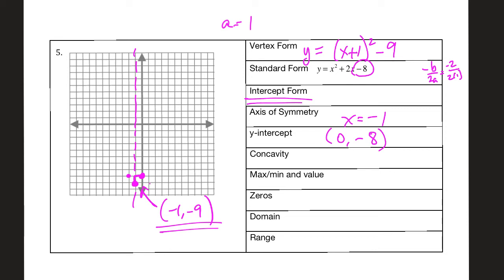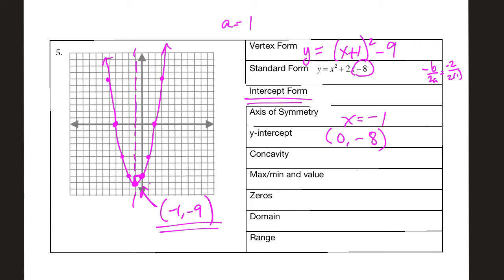If I go over 2, I would go up 4. 1, 2, 3, 4 on both sides. If I go over 3, I go up 9 on both sides. If I go over 4, I go up 16, 11, 12, 13, 14, 15, 16 on both sides. Okay, so again, a really nice, accurate, cleanly drawn parabola with a whole bunch of detail.